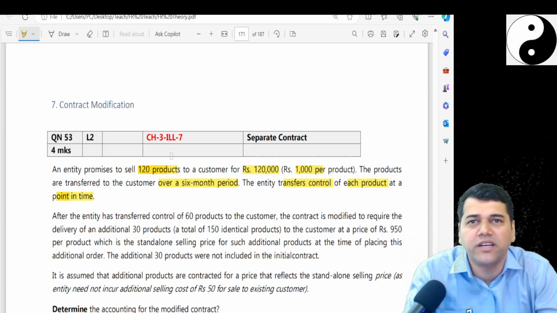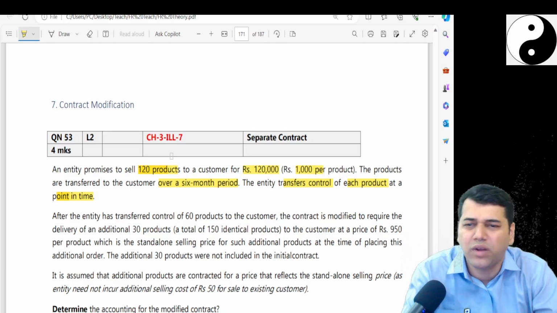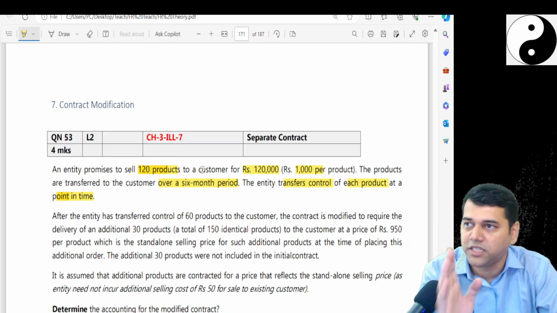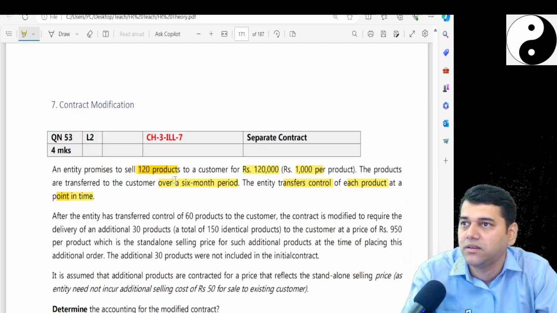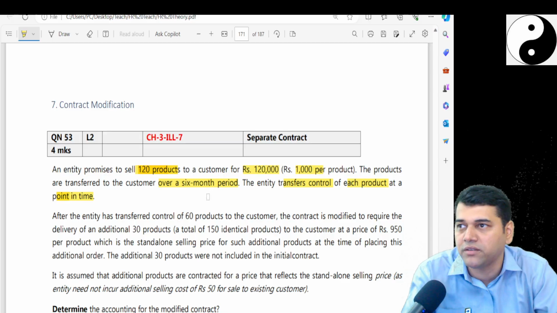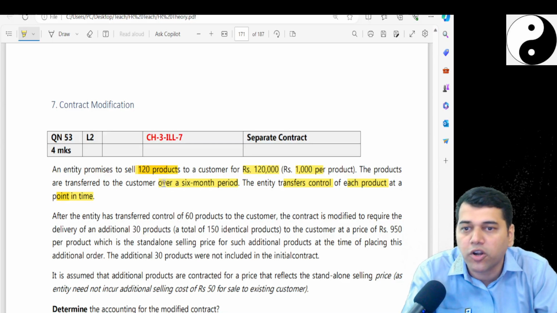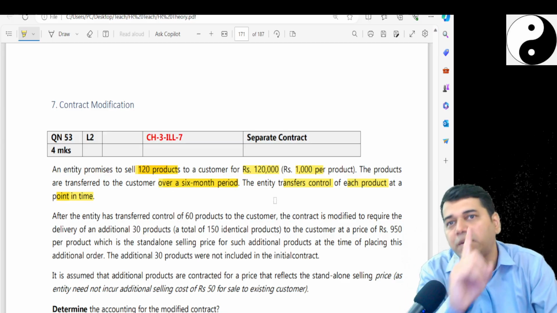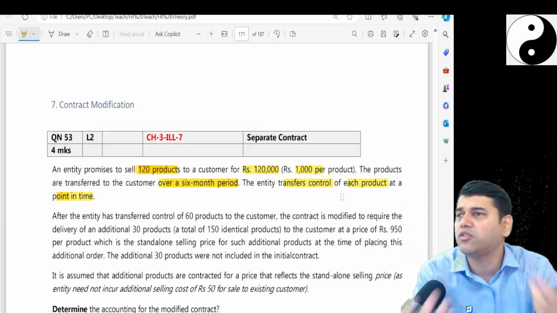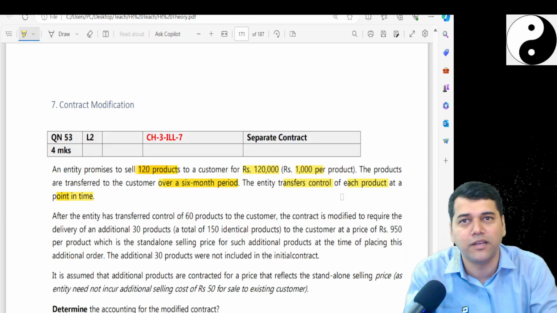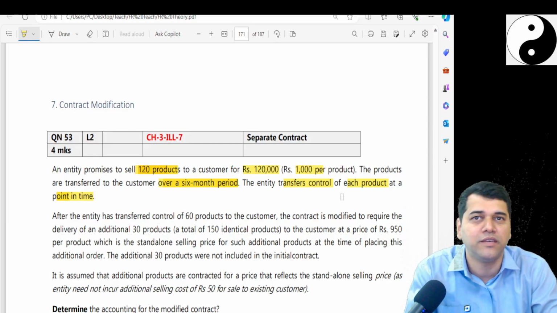What type of product it is, God knows. 120. Otherwise, genuinely, if it is an identical product which you deliver over a 6 months period, it is one performance obligation for a series of distinct goods. But they are only telling me, I don't know, leave it. Have they told me which company, which industry?